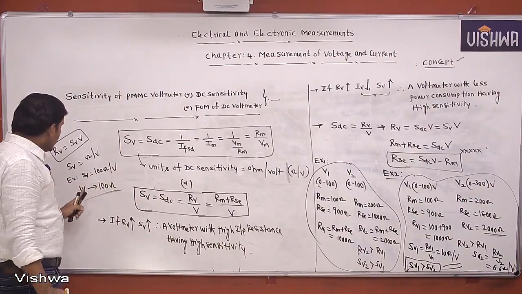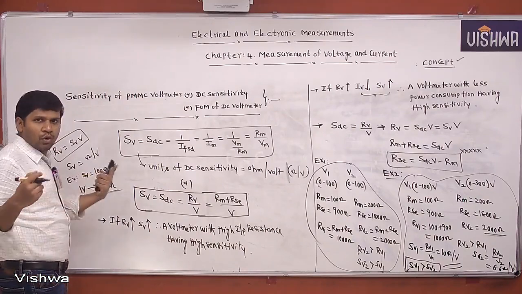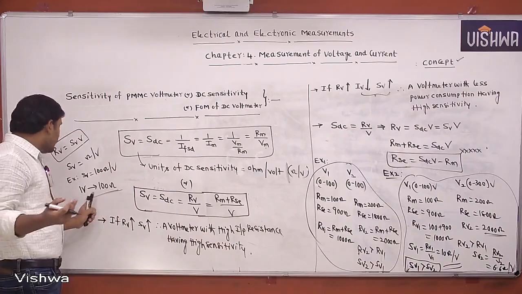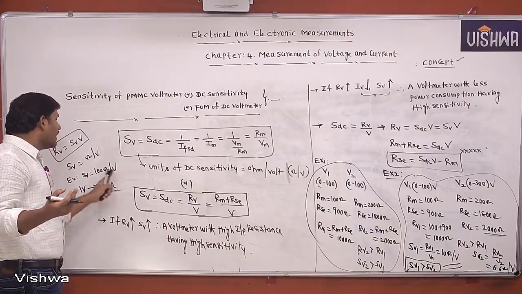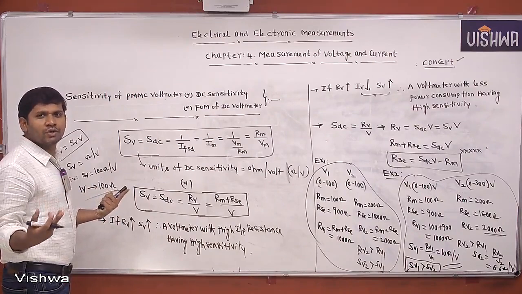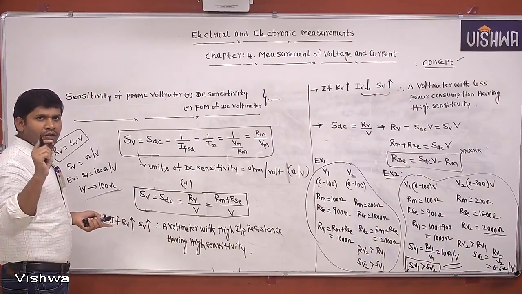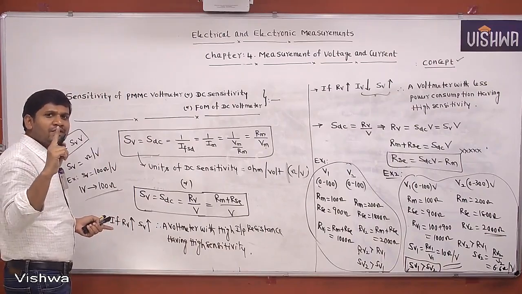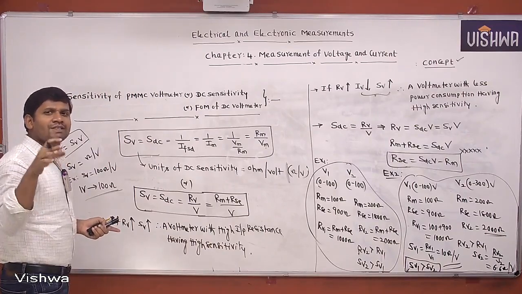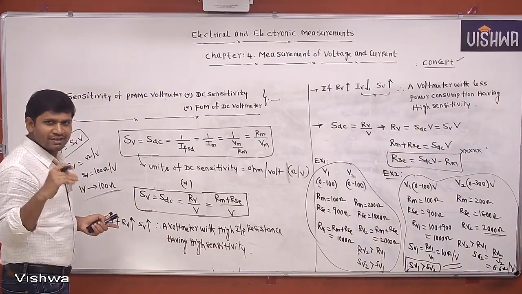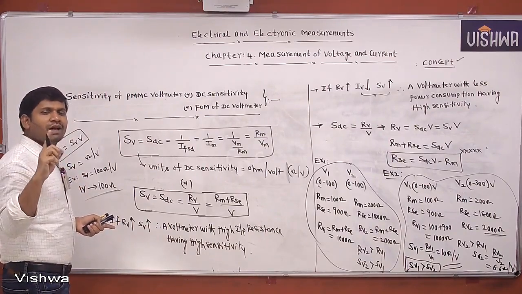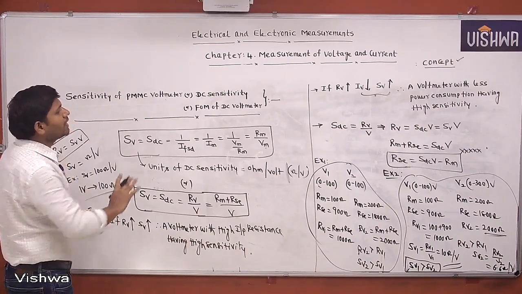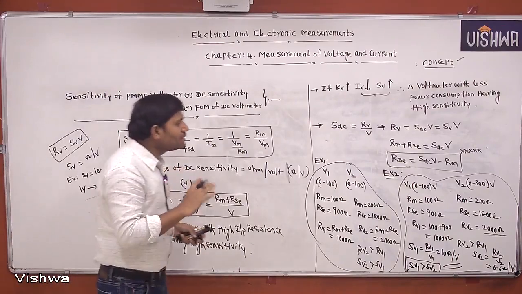If the full scale deflection is 100 volts, then what is the total input resistance? 100 volts equals 100 into 100, so we get 10,000 ohms. That is the total input resistance. Sensitivity indicates, for 1 volt, how much resistance is offered. But always input resistance is calculated for full scale deflection. That point also remember. Okay, this is the concept of PMMC as a voltmeter.